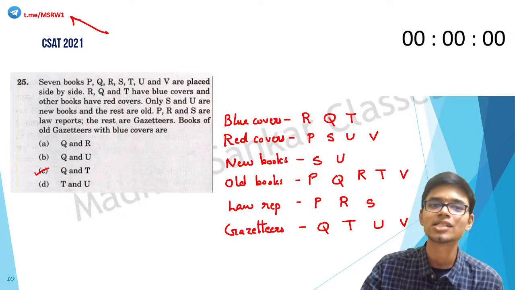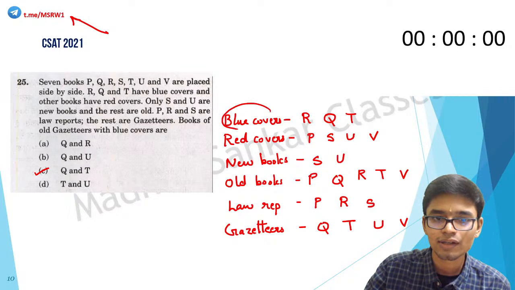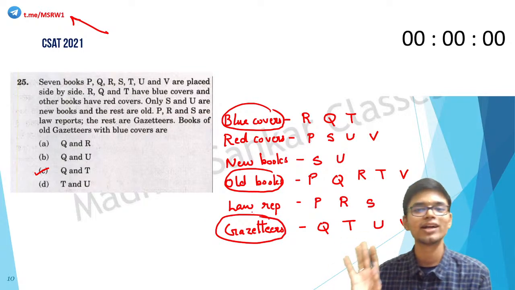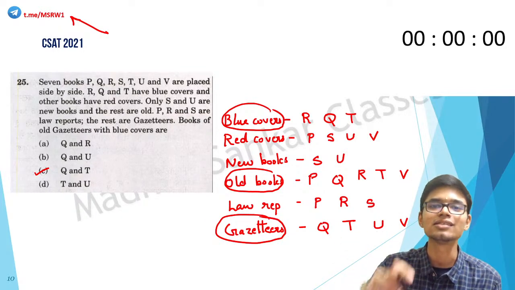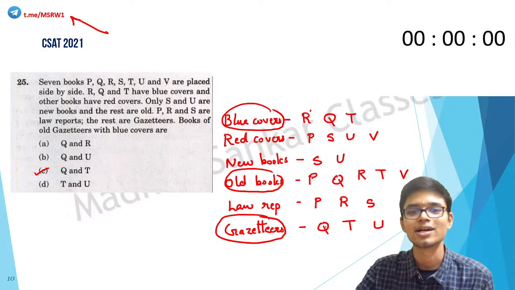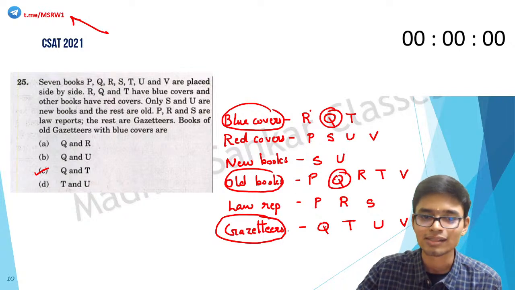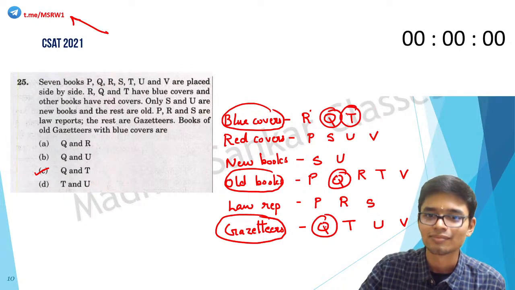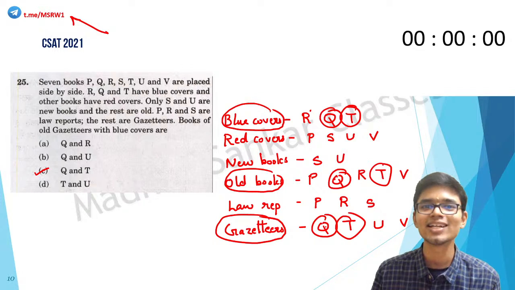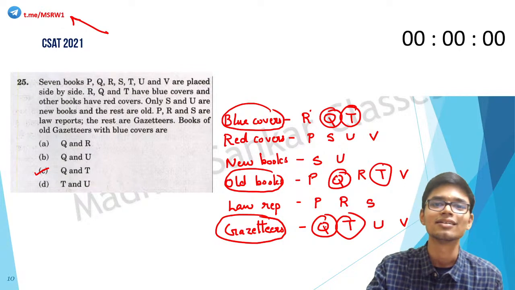Now, what does the question ask? Books of old gazetteers with blue covers. So, blue covers, old books, and gazetteers. All we have to find out is what are the common ones among these 3 categories. The first one has an R. This one has an R, but third one does not have an R. Q: first one has the Q, old books has a Q, gazetteers has a Q. T: T, T. So the answer is Q and T. Very simple now. Very easy question. You can do this in like seconds and easily get 2.5 marks.